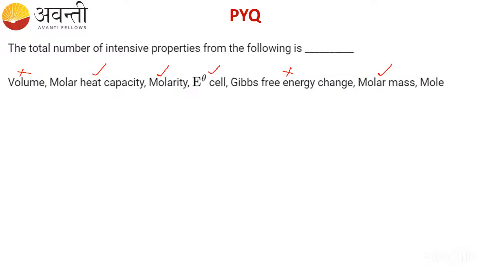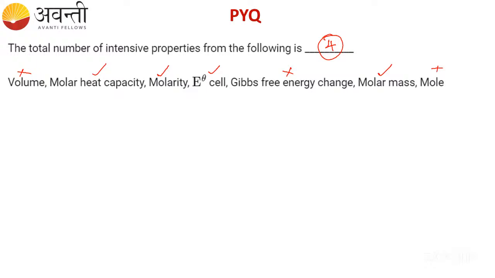And mole is actually the number of moles, right? It is an extensive property. It depends on the mass. If the mass changes, the number of moles also changes. So now there are only four intensive properties given in the list. So the answer is 4. The total number of intensive properties from the following is 4.